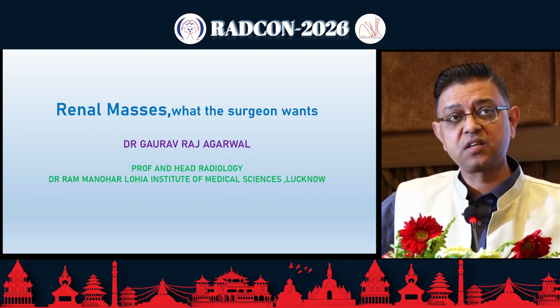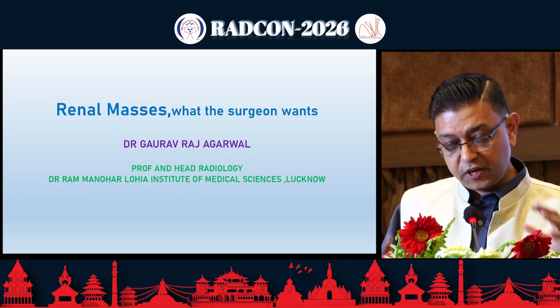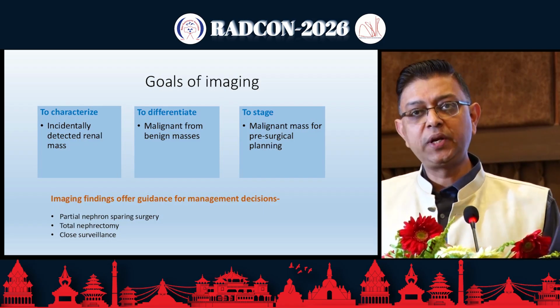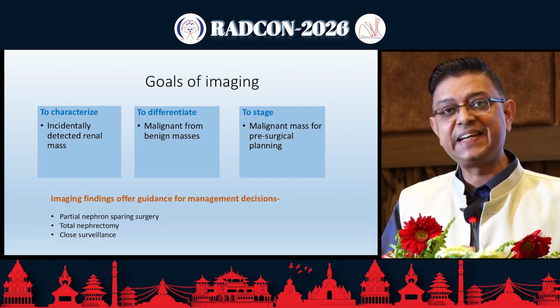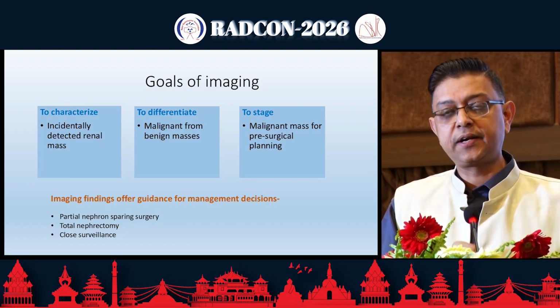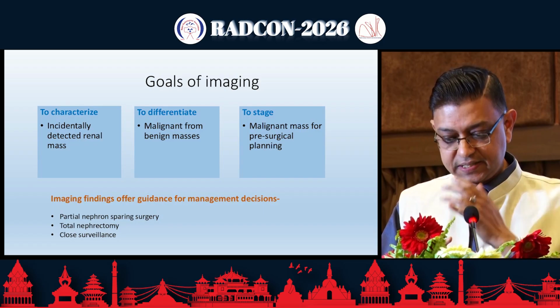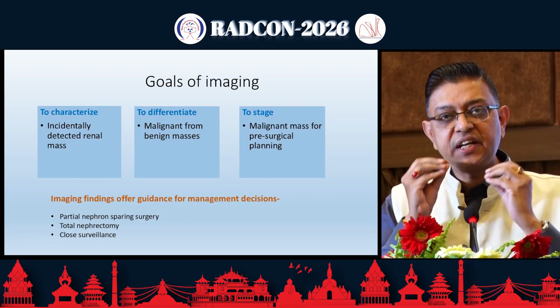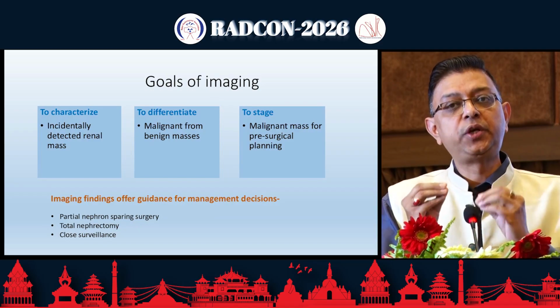Renal mass is what the surgeon needs. First, what is our goal of imaging? First, usually you will get a lot of lesions which are incidentally detected on ultrasound, right? You want to characterize whether these are benign or malignant. Second, if you have a malignant lesion, the surgeon wants to know certain information from you, and you need to give them that.